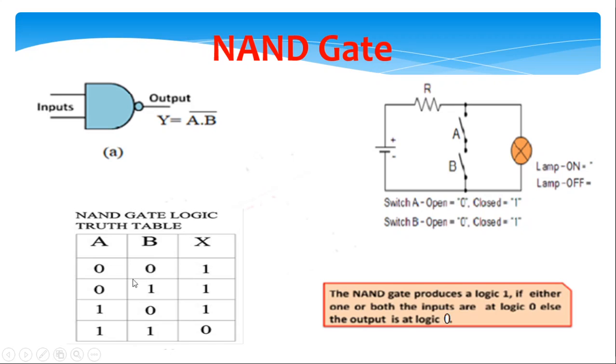This truth table shows when A equal to 0, B equal to 0, then the output equal to 1. When A equal to 0, B equal to 1, then output is equal to 1. And when A equal to 1, B is equal to 0, then output is equal to 1. And when both inputs, that is A and B, equal to 1, then output is equal to 0. That means the NAND gate produces a logic 1 if either one or both the inputs are at logic 0, else the output is at logic 0.